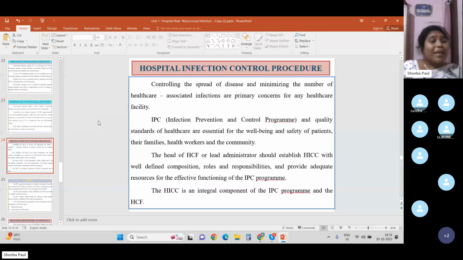So both of them make certain protocols, and they also train the staffs of particular hospital or any kind of institution or organization to eliminate the risks that are caused by contaminated or hazardous materials. Okay, the HICC is an integral component of the IPC program, and the healthcare providers and the healthcare fraternity, whoever comes in contact with this IPC and HICC, they completely work for the well-being and safety of patients, healthcare workers, patients' families, so that there is no threat that is caused by hospital to people.